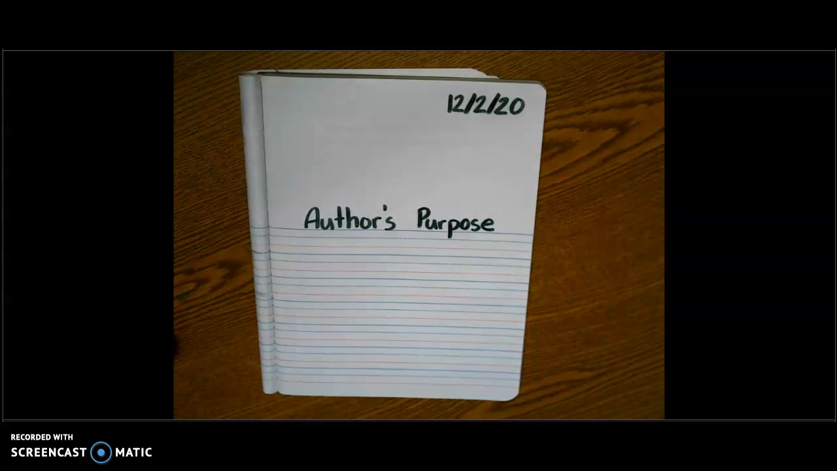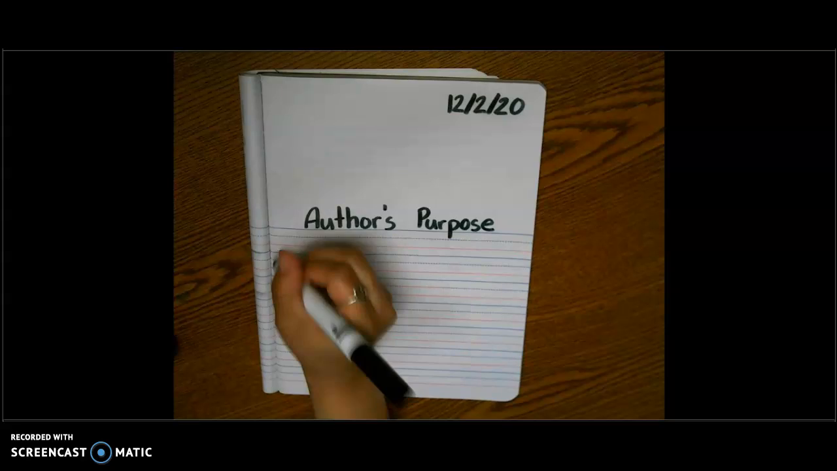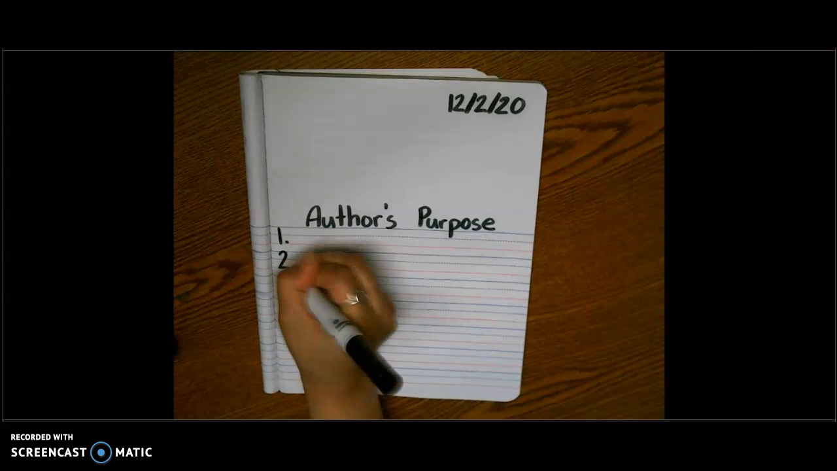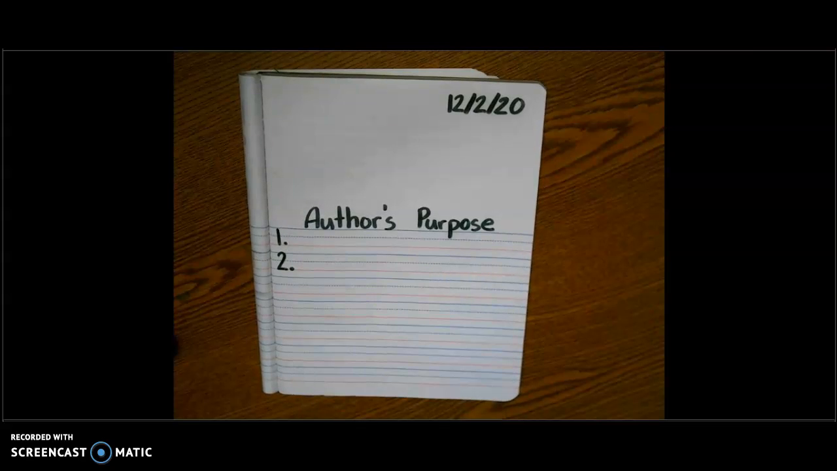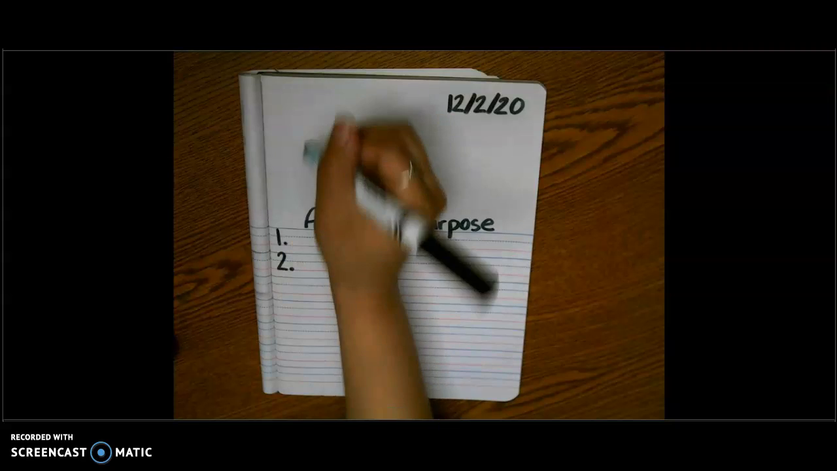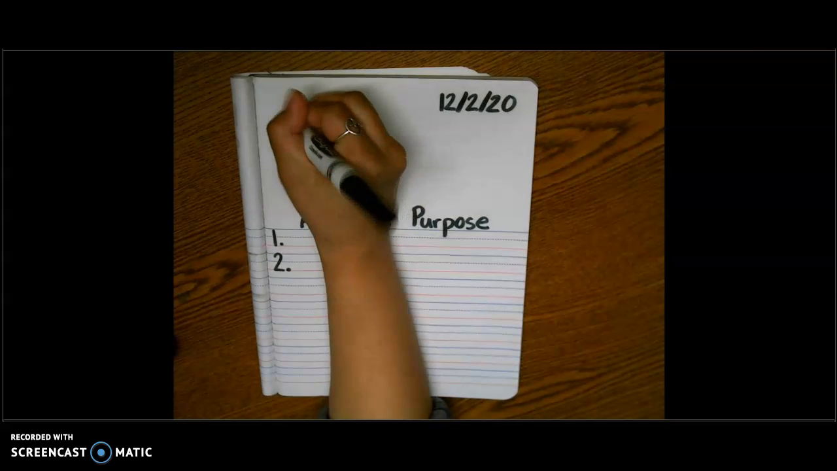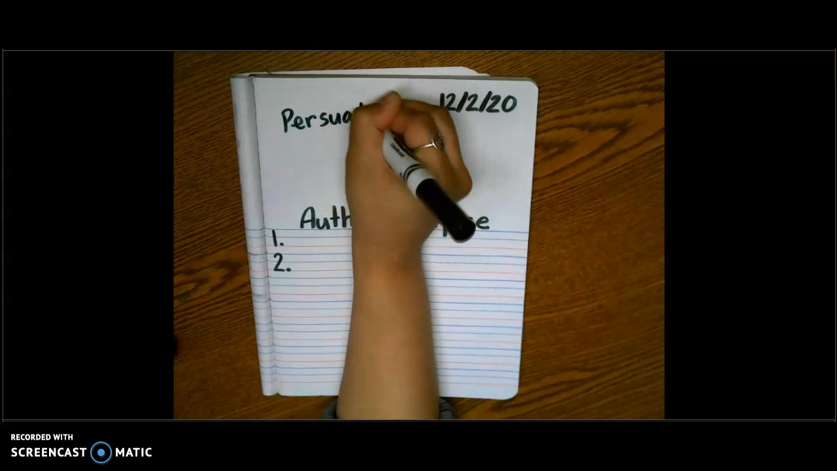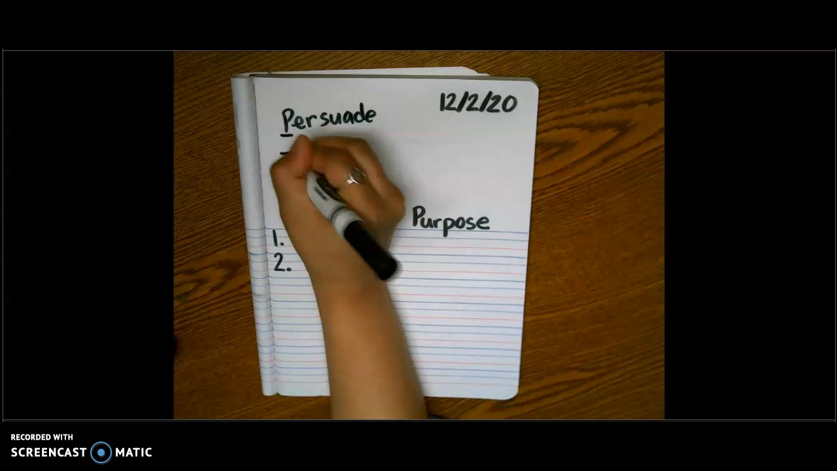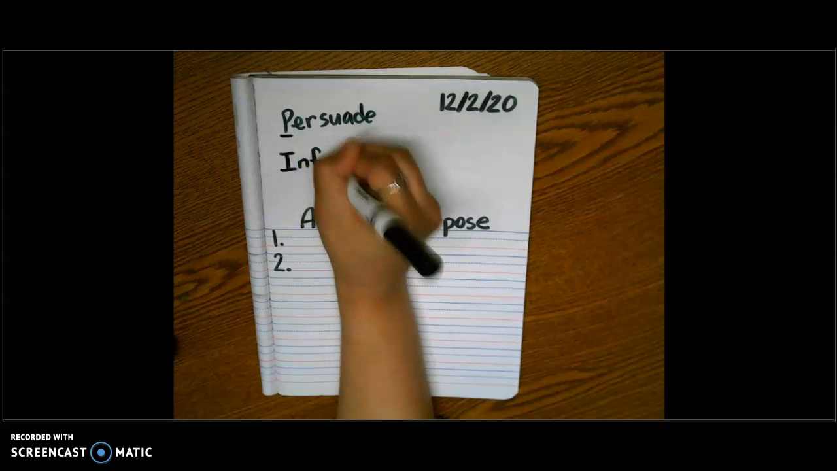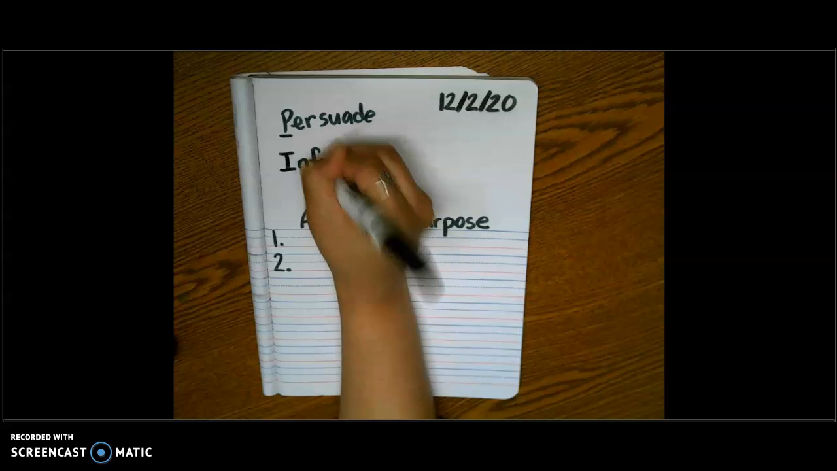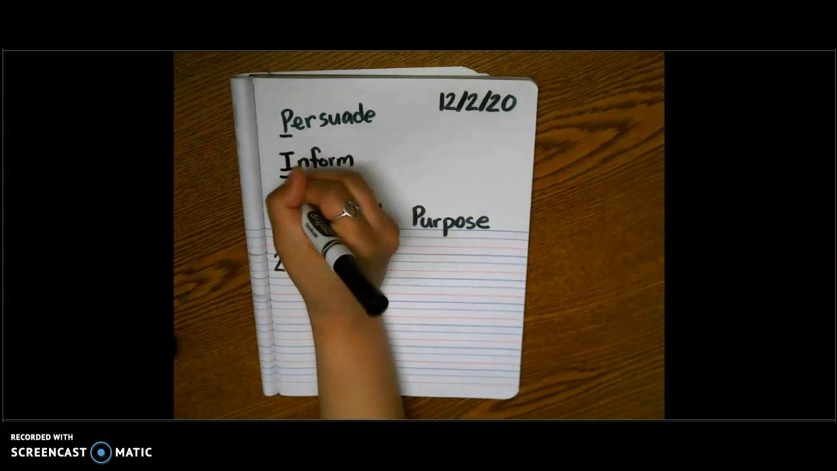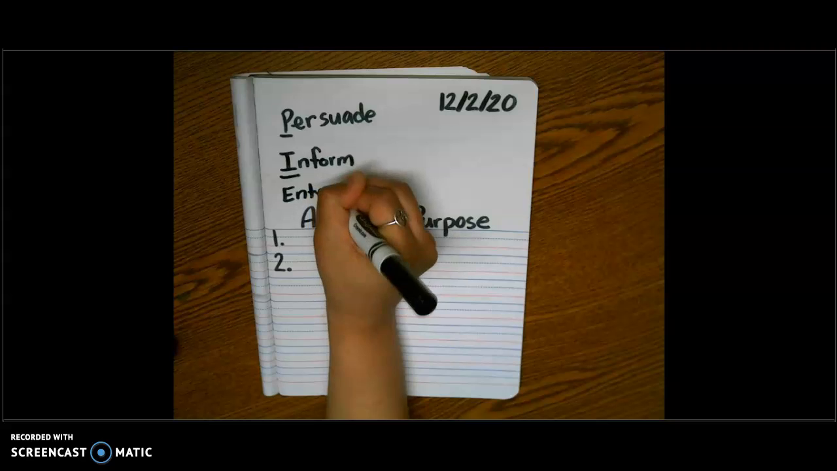Okay. Now on this slide, I have two different covers of books. I want you to write the numbers 1 and 2, okay? So I would like for you to look at each cover and try to figure out whether or not that author wrote that book to persuade the reader, inform the reader, or to entertain the reader.